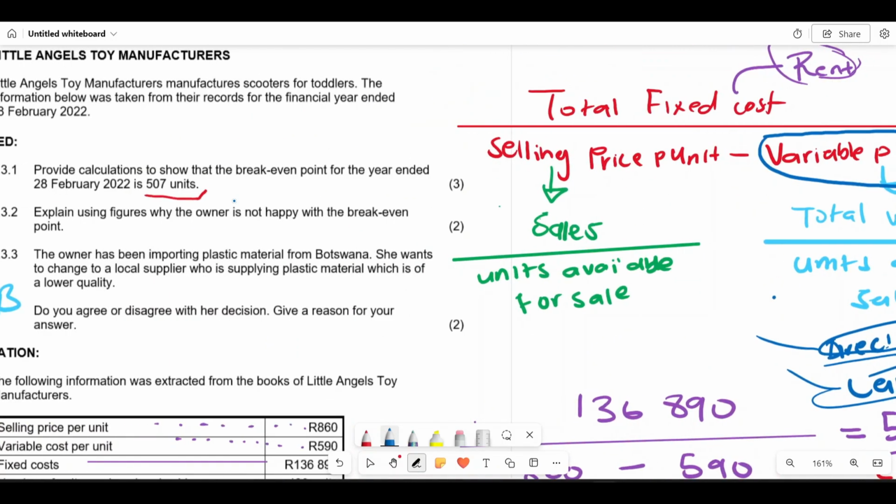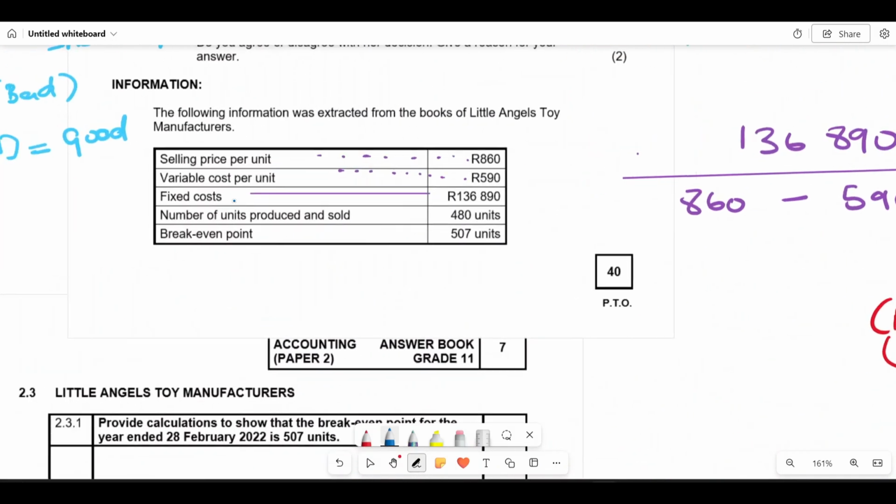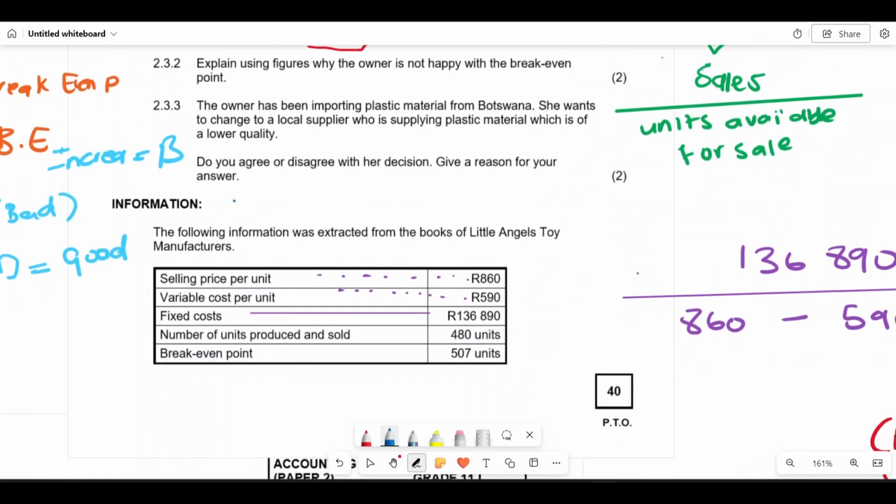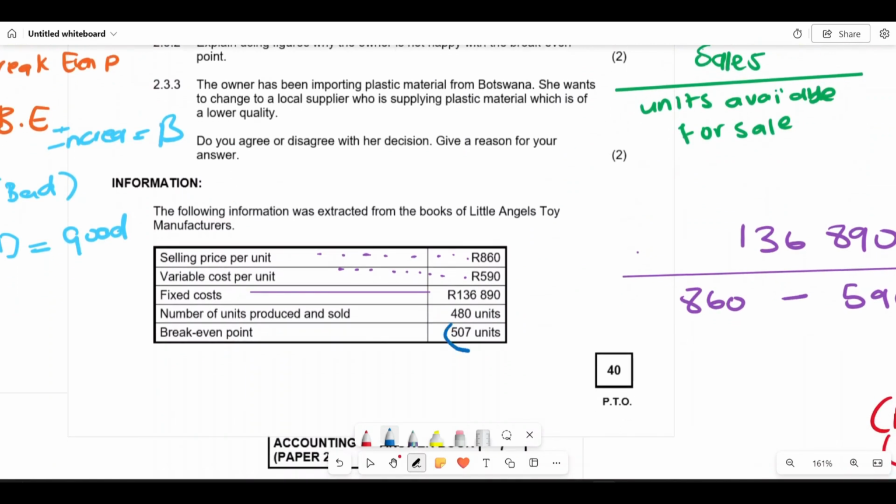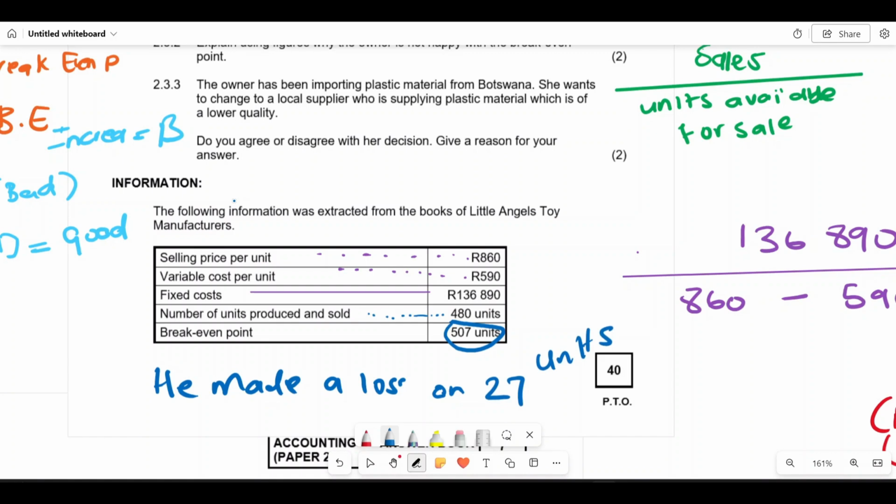But for the purpose of this question, let us explain why the owner must not be happy with the break-even point. So the owner, before he can start making a profit, needs to produce and sell 507 units, but he only produced and sold 480 units, right? So the reason why the owner shouldn't be happy is because this number of units produced and sold is less than his break-even point. The difference between the two, 507 minus 480, is 27 units. So he made a loss on 27 units, right? Hence, he shouldn't be happy with the break-even point.